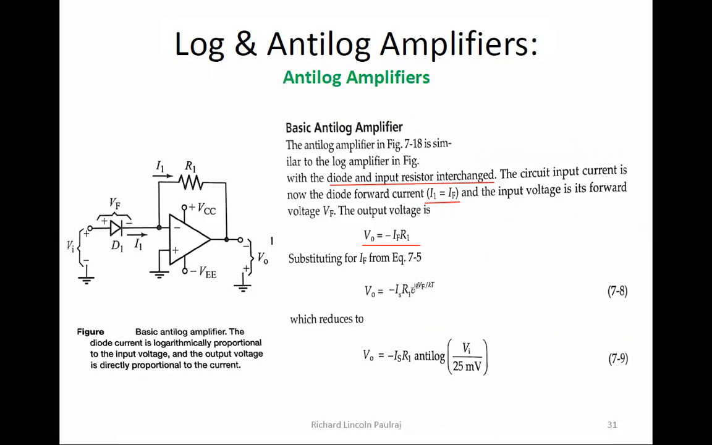VF is now replaced with VI. So VF is VI here, KT by Q, I've taken at the denominator and performed an anti-log operation. So in this way, if I replace resistor and diode, it functions as an anti-log amplifier. Why am I calling it an amplifier? Because of this feedback, there is a kind of amplification that happens, and it's a non-inverting terminal, so I have the minus, which means there is a 180-degree phase shift.